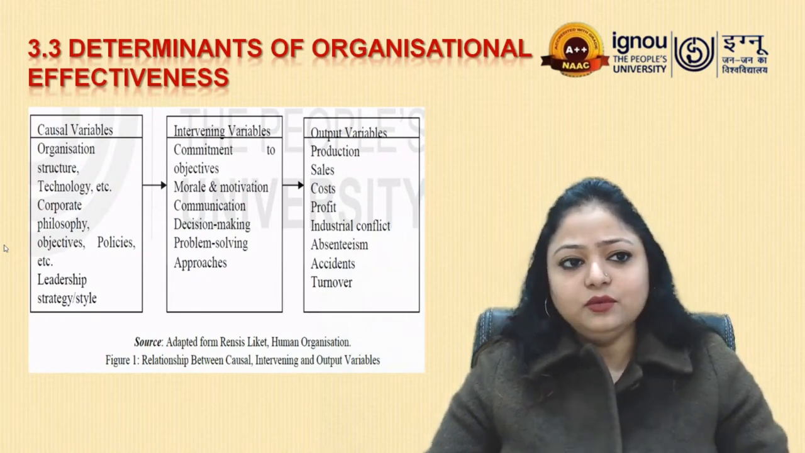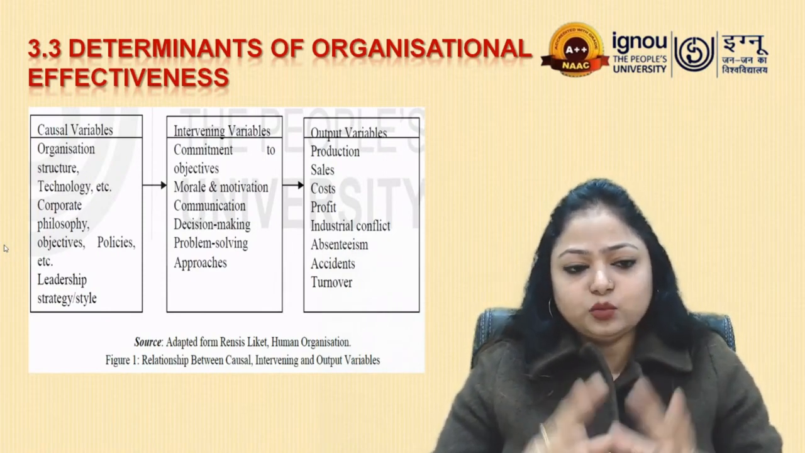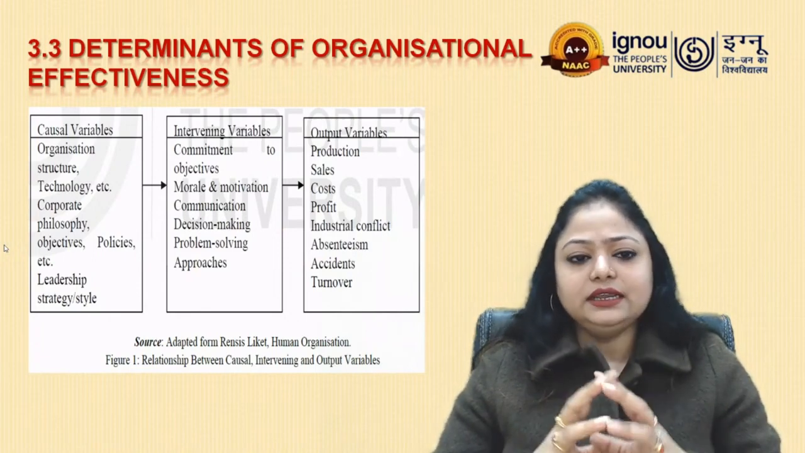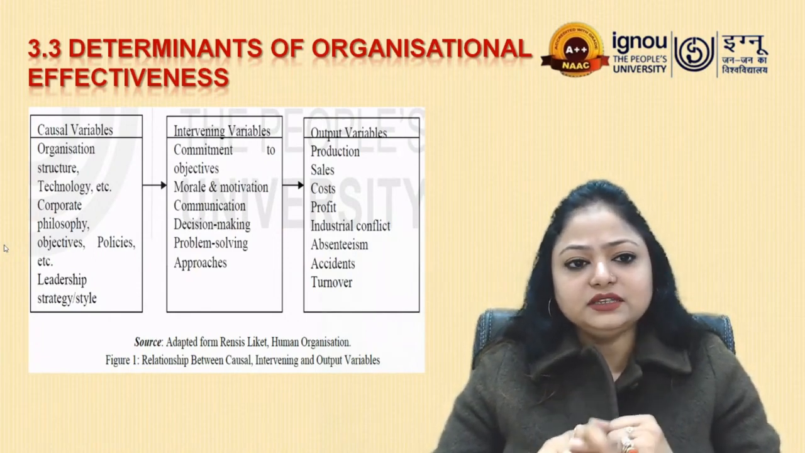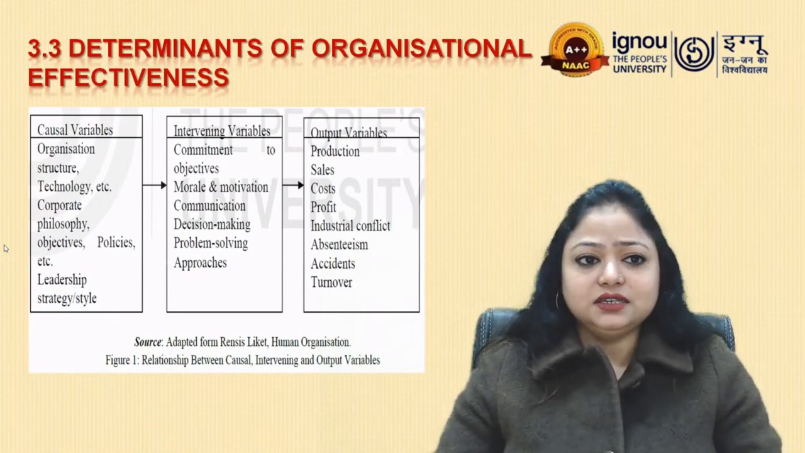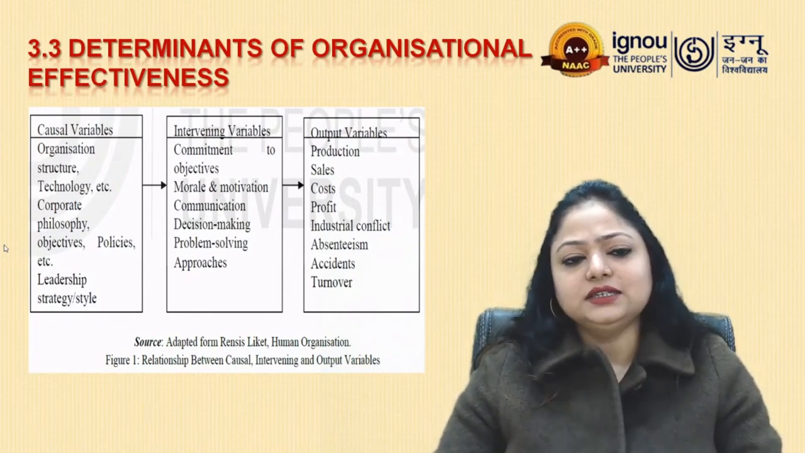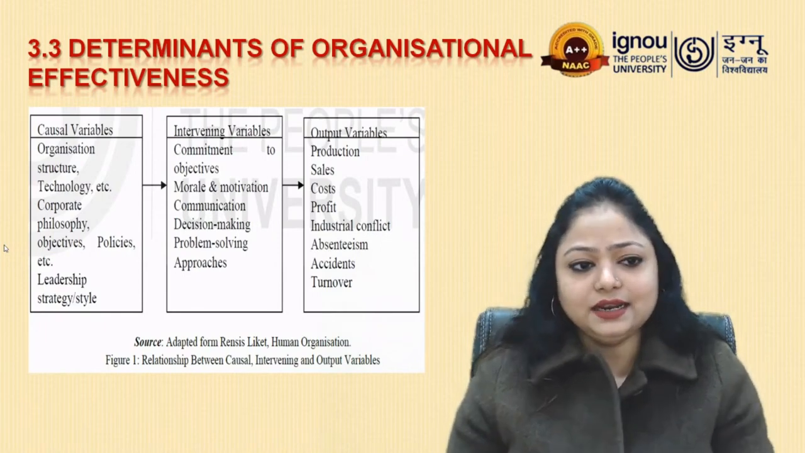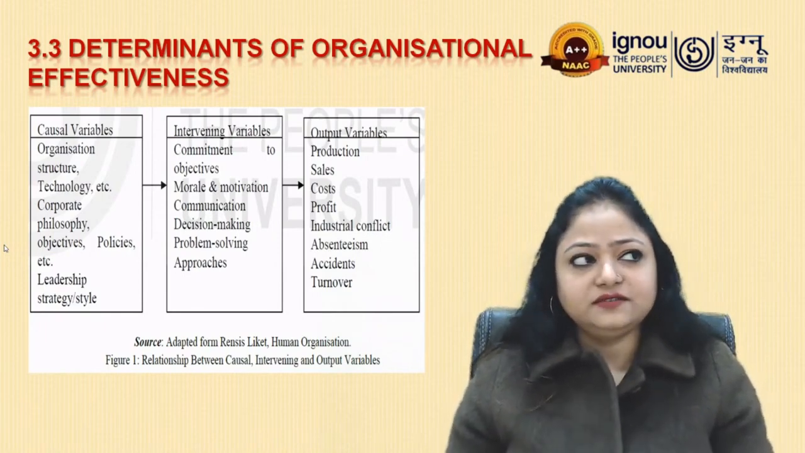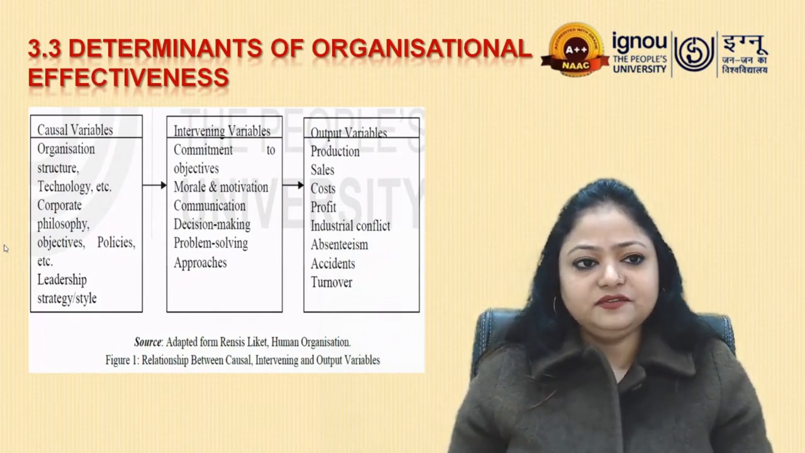Okay, so this is the model suggested or adopted by Rensis Likert in his study of human organization. And this model helps you to understand the interlinkage between the causal variable, intervening variable, and output variable. So these variables are the determining factors on which organizational effectiveness depends. So if these sub variables or single most factors are taken into consideration and looked after in the best possible way, it would lead to overall organizational effectiveness in turn.